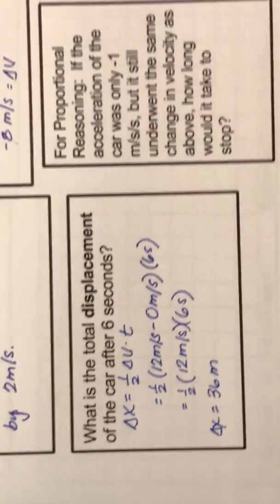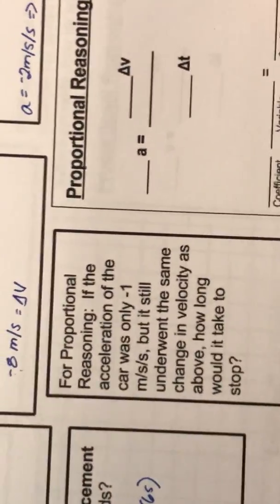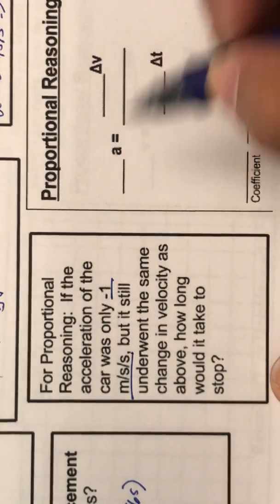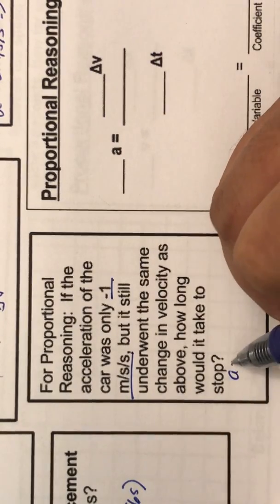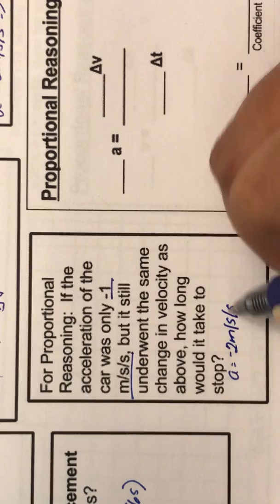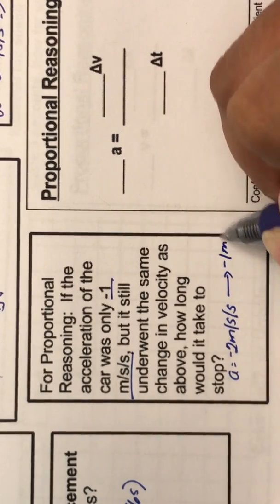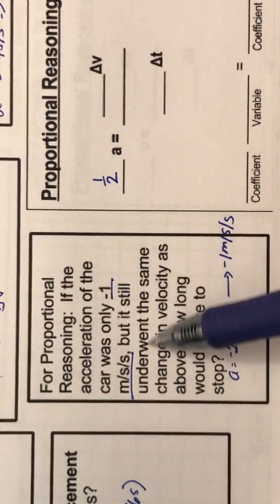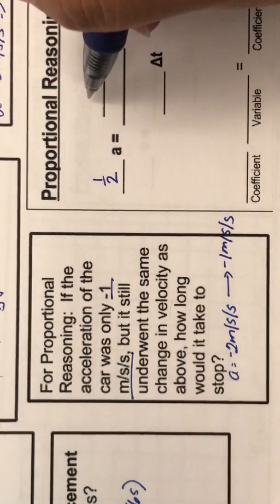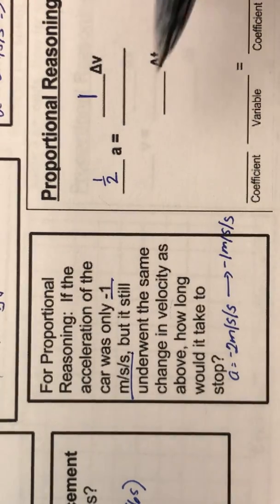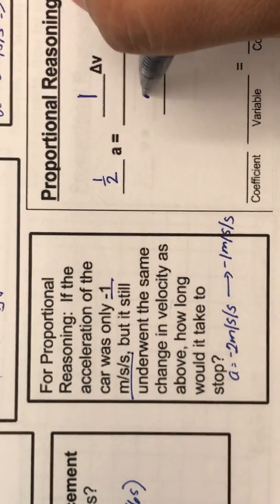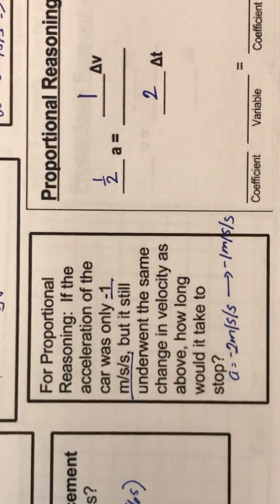All right, and for our proportional reasoning. So now this is our B acceleration. Our old acceleration was negative 2 meters per second squared, and it became negative 1 meter per second squared. So then that means it decreased by 1/2. But it still underwent the same change in velocity, so this one doesn't change. In order for this to be true, 1/2 is equal to 1 over 2. So it would take twice as long.